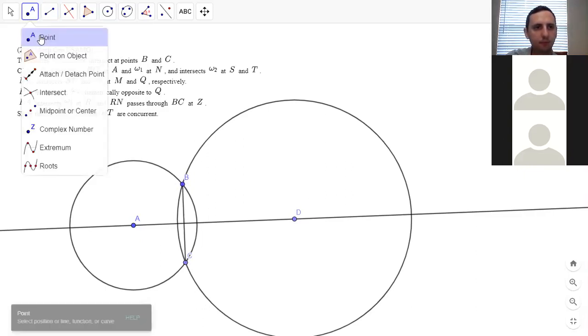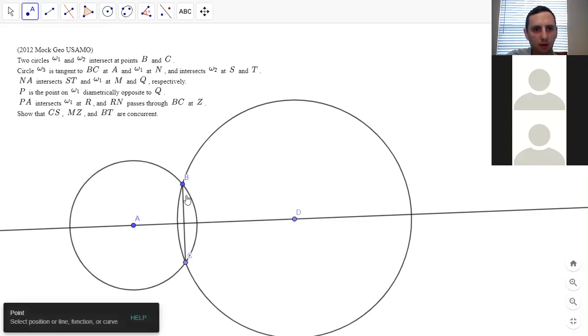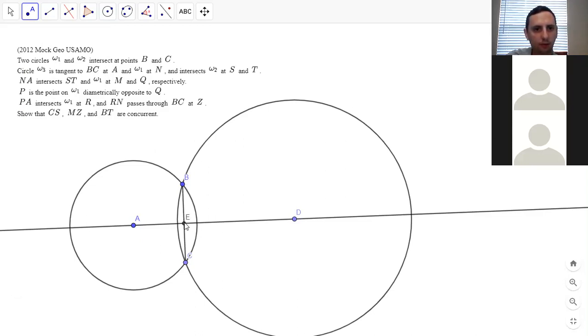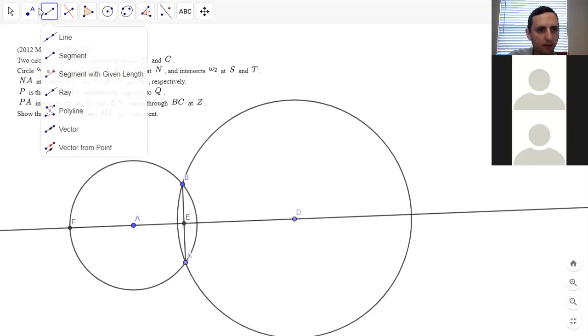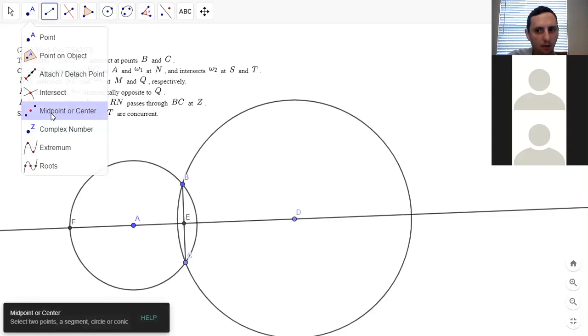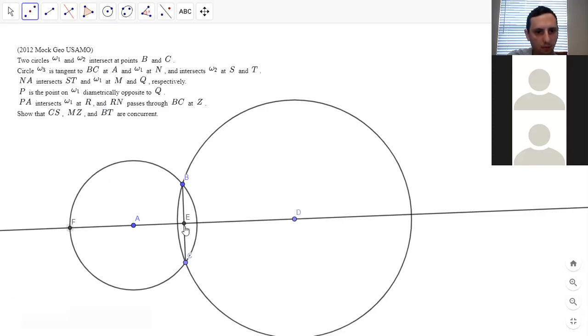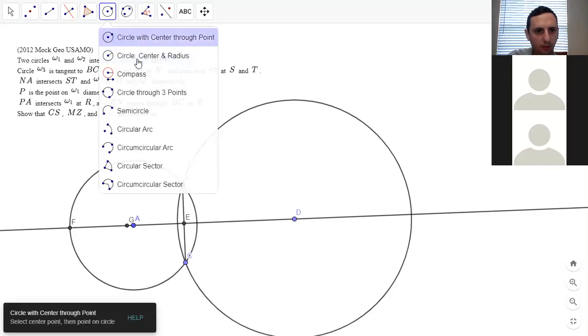And it's also tangent to the first circle at N. And then we try to see where it intersects this circle. So basically, I'm going to take the midpoint of EF, which is G. That's going to be the center of the circle.